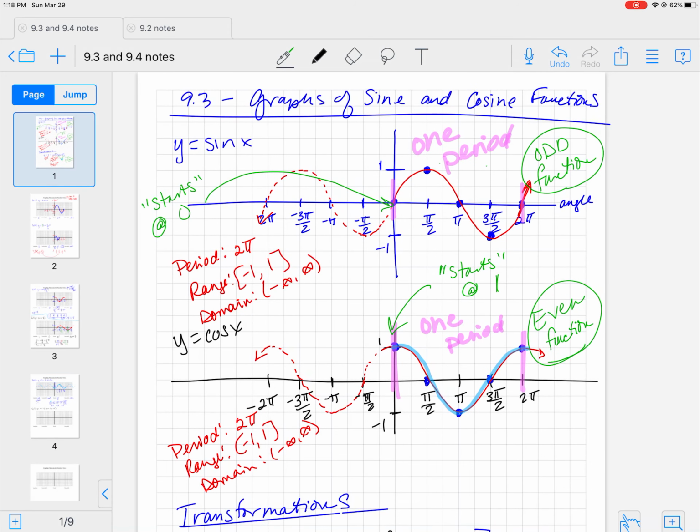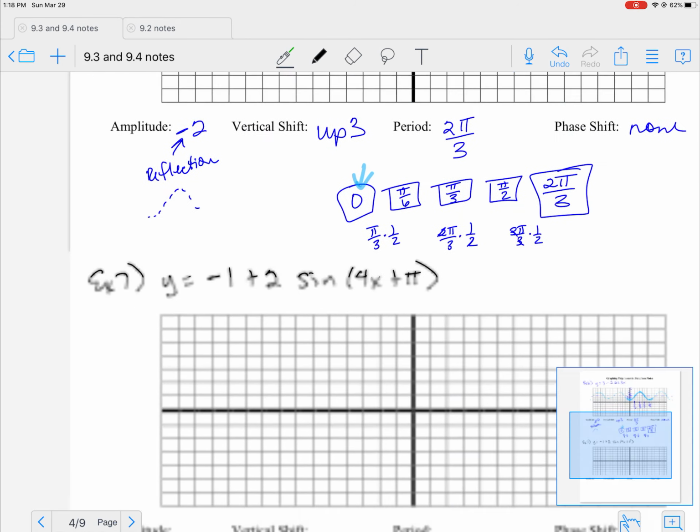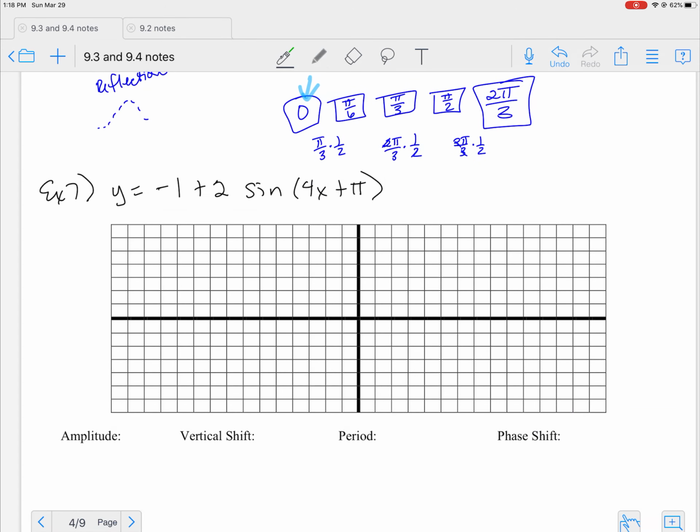Now, I want to point something out to you here real quick. When you have not only a phase shift, but you also have this working with your period, I'm going to bring you back up here to this. Look at what happened with our transformations. This B value is factored out. That's how you get your actual B value. You have to get that factored out.